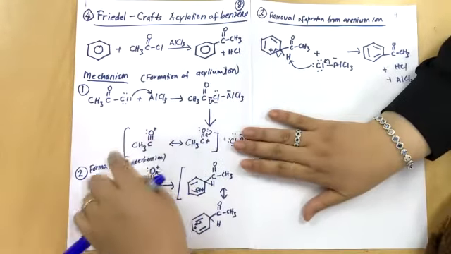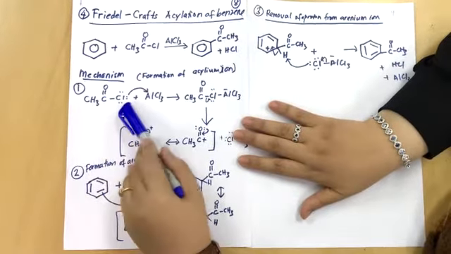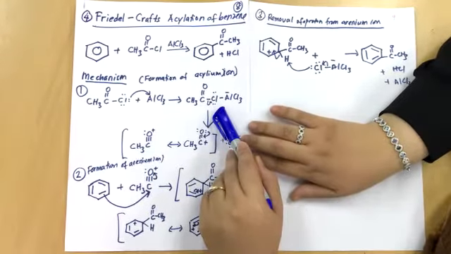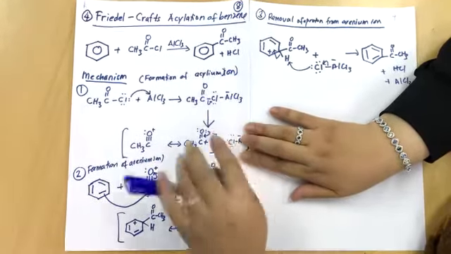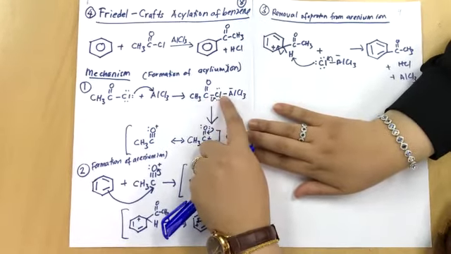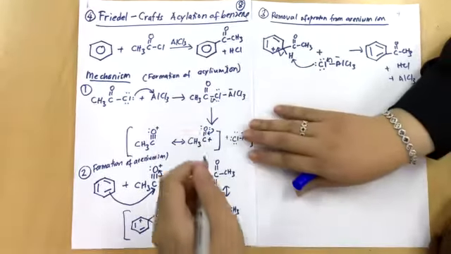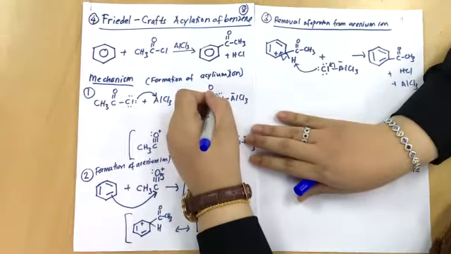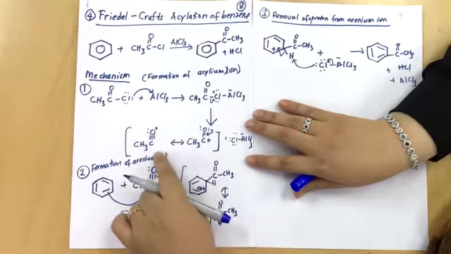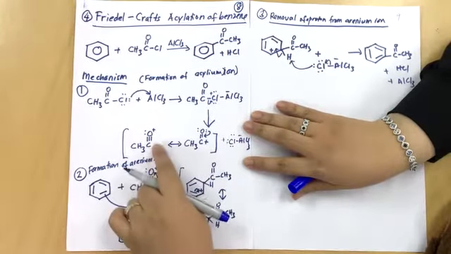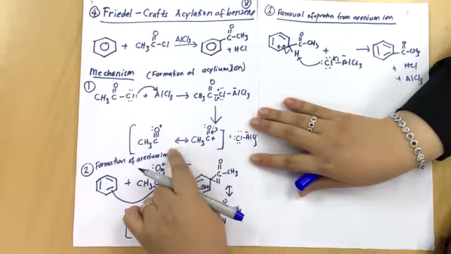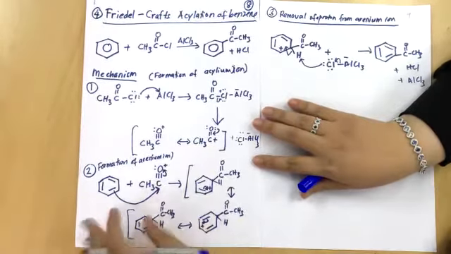So you have to show the arrows from the chloride ion to the Lewis acid and form a complex. Then to form acylium ion, you have to show the bond breaking here, between carbon and chlorine. And this one, chlorine will be positive. And there will be 2 acylium ions because resonance will occur. So this is acylium ion, resonance acylium ion.